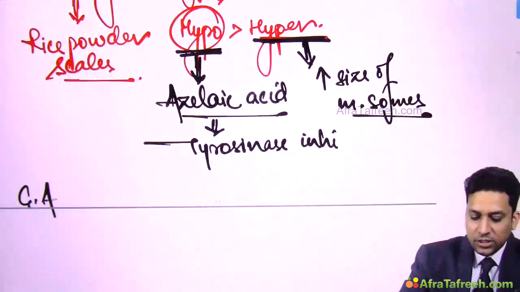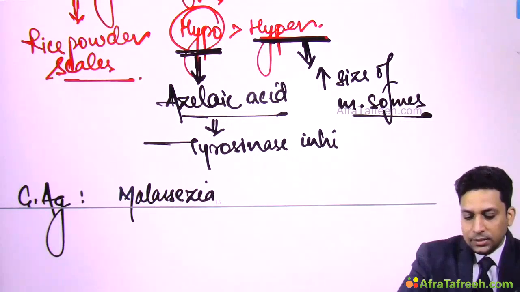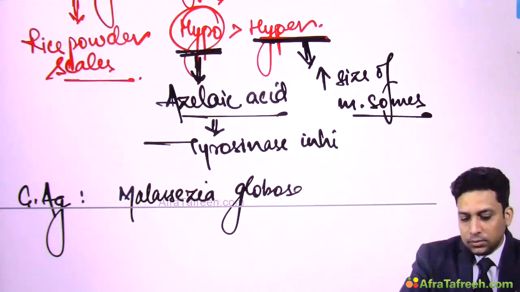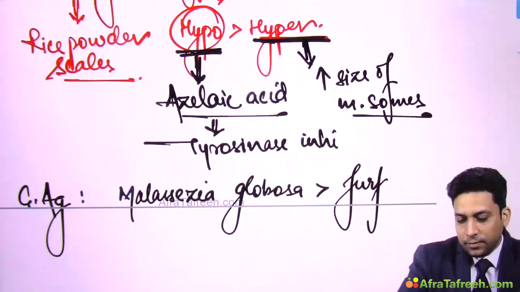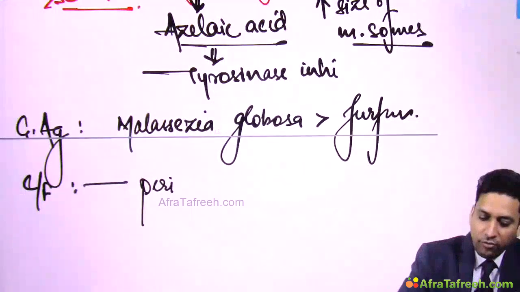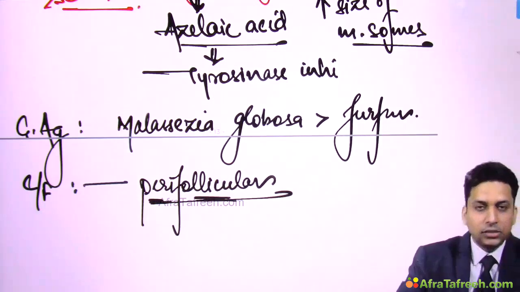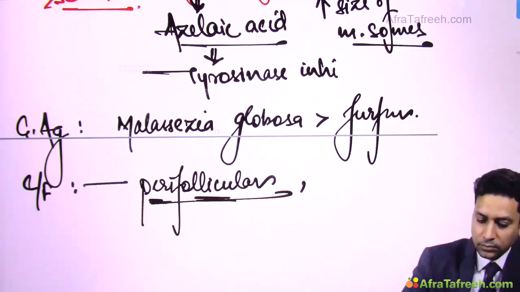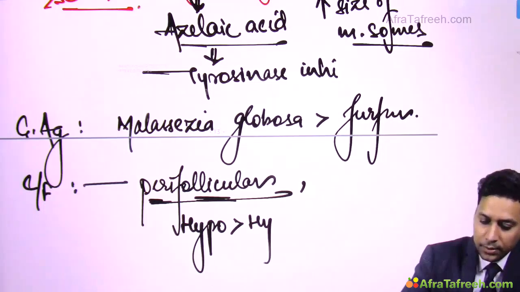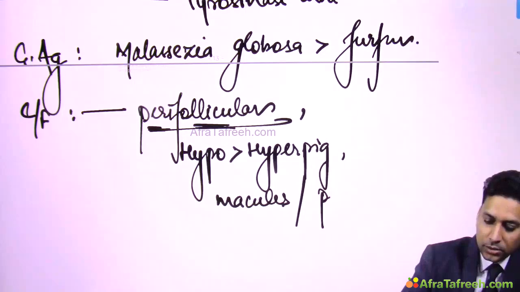If we talk about the causative agent, it is caused by Malassezia globosa, also by Malassezia furfur. Clinically, the lesions are perifollicular. So perifollicular, that is around hair follicles. Hypo, sometimes hyper, pigmented macules or patches.